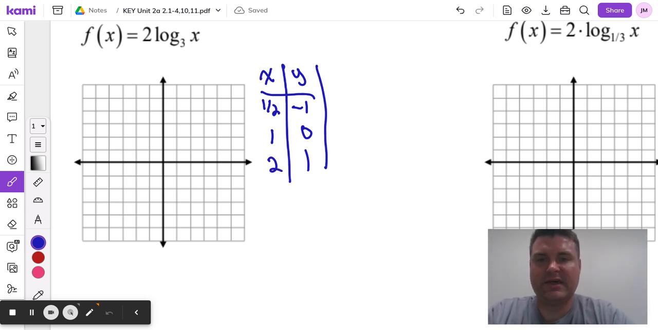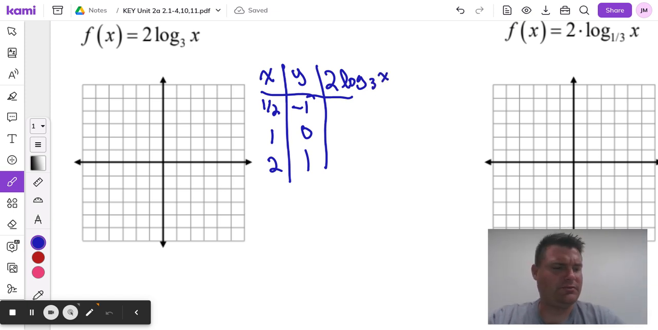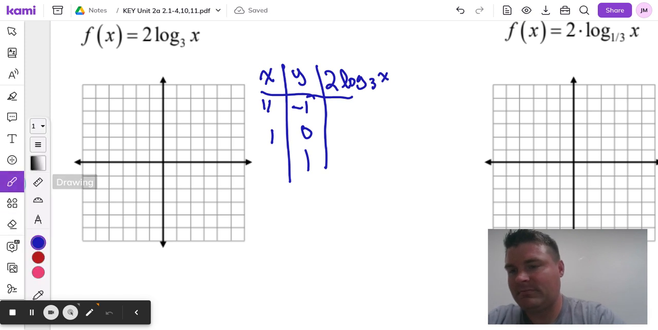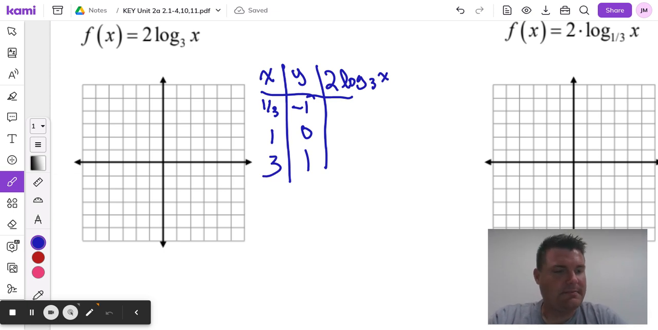So what happens when we double that, which is what I'm going to graph here, because this is 2 log base 3 of x. Oh, this is a base 3 too. What am I doing? Okay, base 3. Didn't read that. Not restarting. Just trying to see if you're paying attention. Sorry, it's base 3, so it should be 1/3 and a 3. And then when I double that, I should end up with -2, 0, and 2 over here.